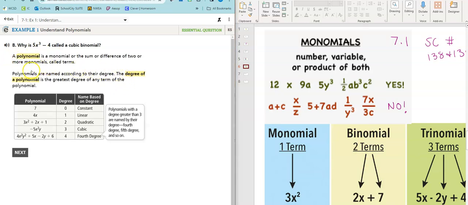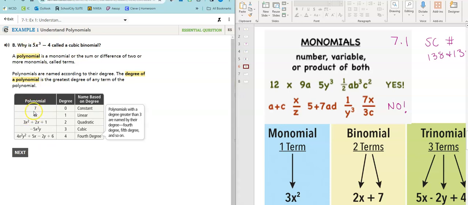Well, a polynomial is a monomial, or the sum or difference of two or more monomials called terms. Polynomials are named according to their degree. The degree of a polynomial is the greatest degree of any term in the polynomial. Greatest degree of any term. So because this term is 3, that's the greatest one, it's called a cubic binomial because cubic for 3.